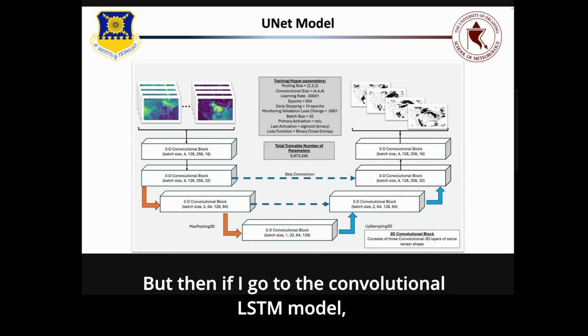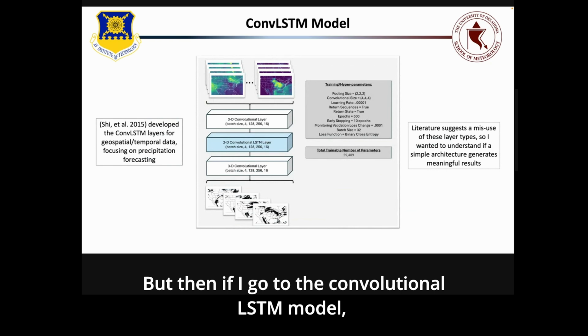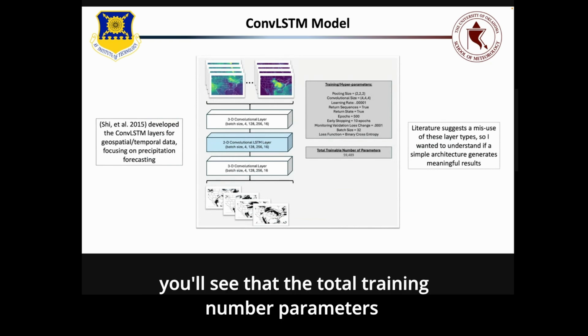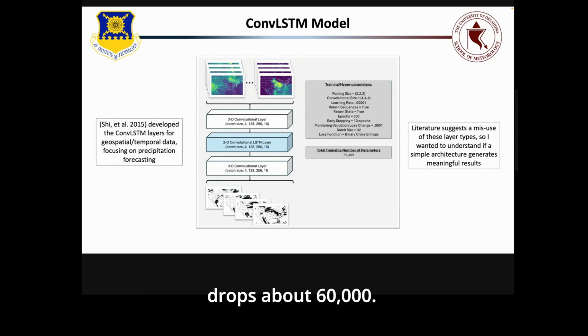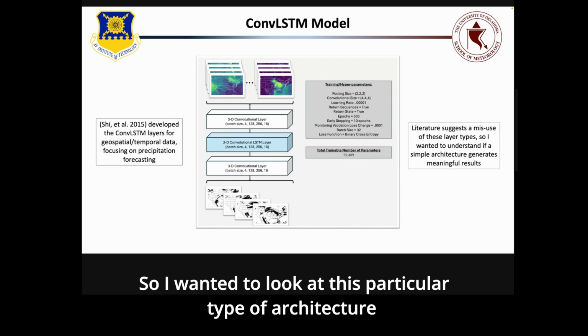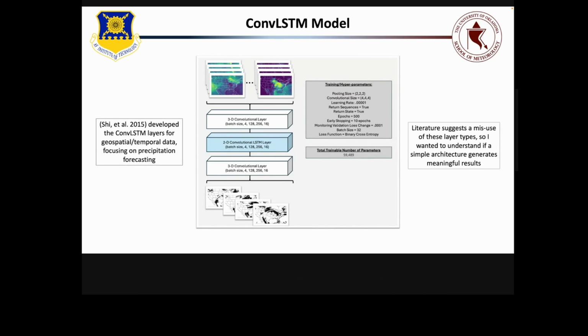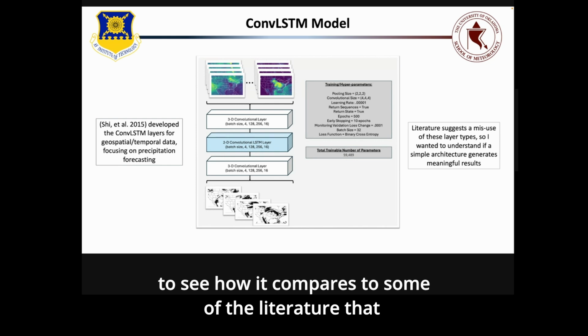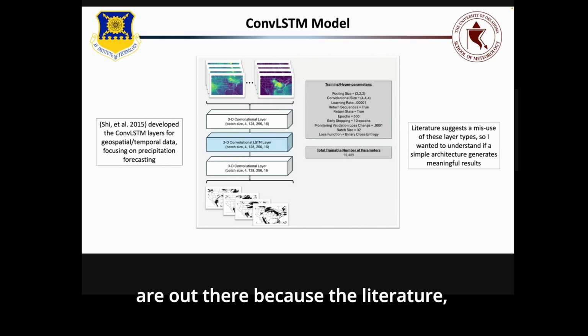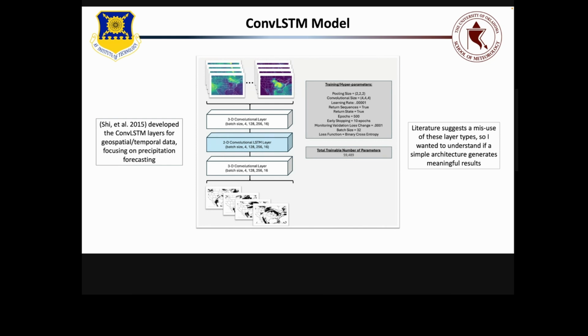But if I go to the convolutional LSTM model, you'll see that the total number of training parameters drops to about 60,000. I wanted to look at this particular type of architecture to see how it compares to some of the literature that is out there, because in the literature, they don't always use it.